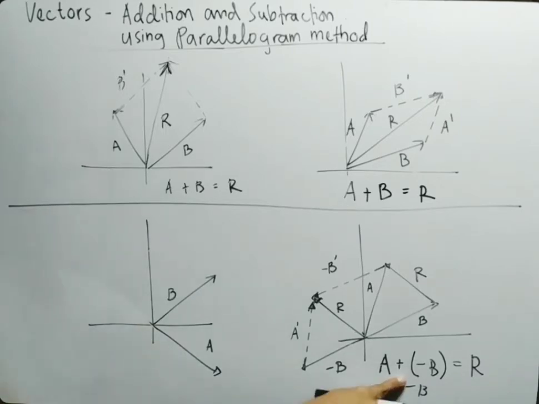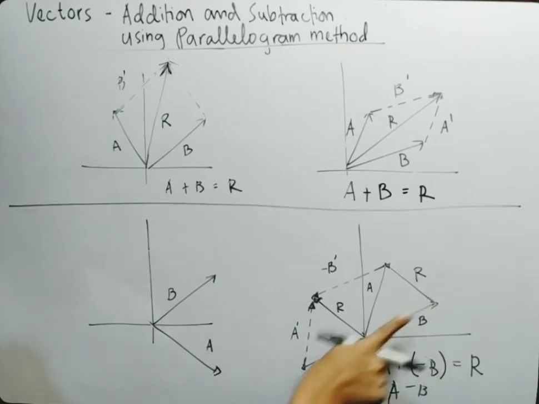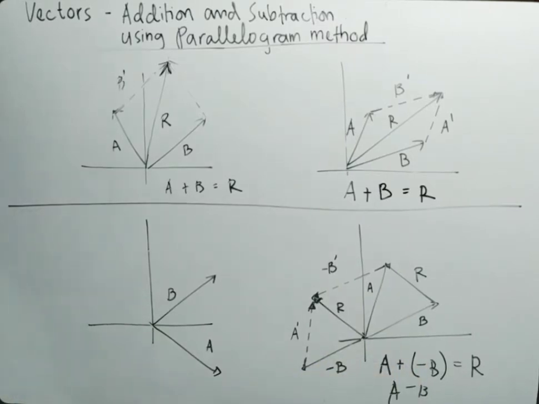So first thing to do is to draw a line that will represent negative B. Since this is the direction of B, negative B definitely has the same origin, but in the opposite direction. That's 180 degrees from the direction of vector B. So that will be minus B. Then we can now add them. This is now negative B and this is now positive A.